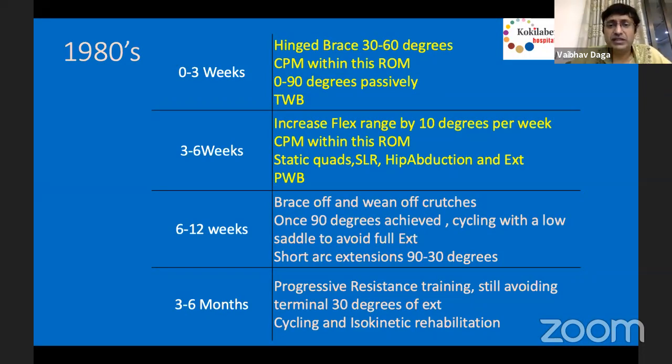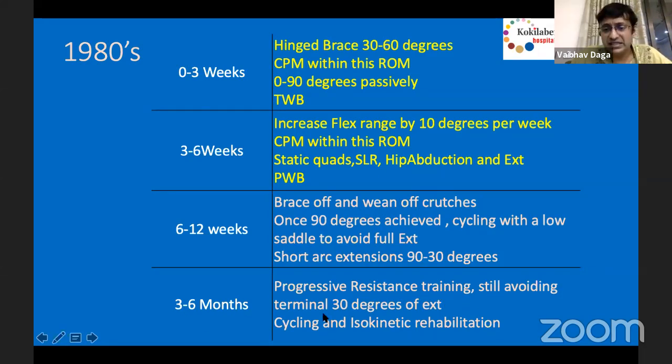CPM within this ROM was allowed and was actually done. Static quadriceps, SLR, hip abduction and extension, and partial weight bearing between 3 to 6 weeks. Brace off and wean off crutches. So as you can see, this was what was followed in the 1980s.